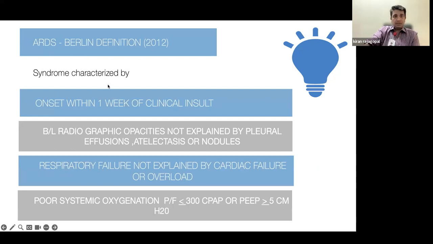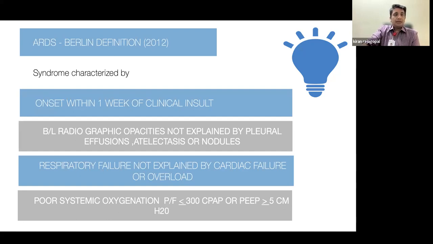So this was the Berlin definition, which was postulated in 2012. The definition for ARDS is known as the Berlin definition. And by that definition, we define ARDS as a syndrome. Actually, it is not a disease per se. It is a complication of some other primary disease. Okay.